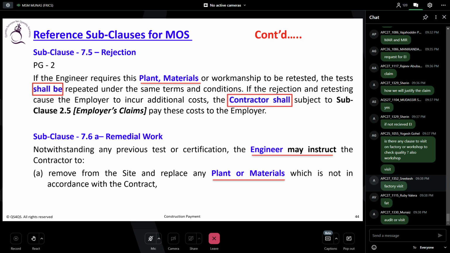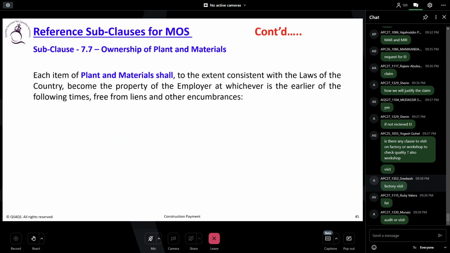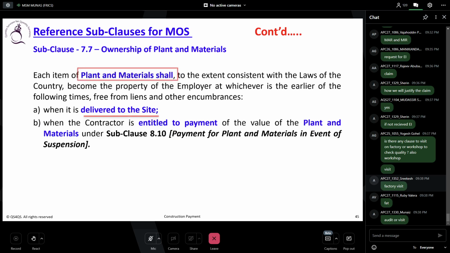7.7, ownership of plant and material. Each item of plant and material shall, to the extent consistent with the laws of the country, become the property of the employer at whichever is the earlier of the following times, free from liens and other encumbrances: when it is delivered to the site, or when the contractor is entitled to payment of the value of the plant and material under subclause 8.10, payment for plant and material in event of suspension.